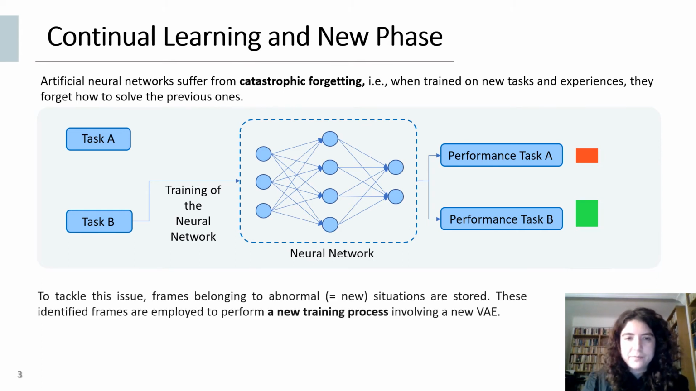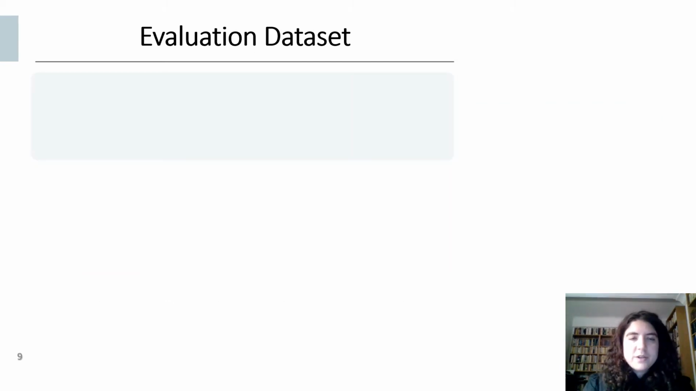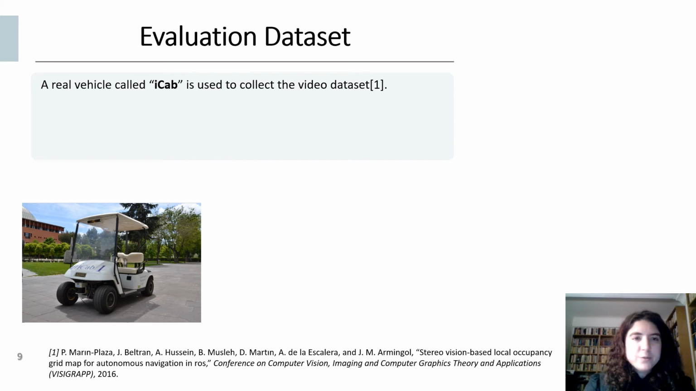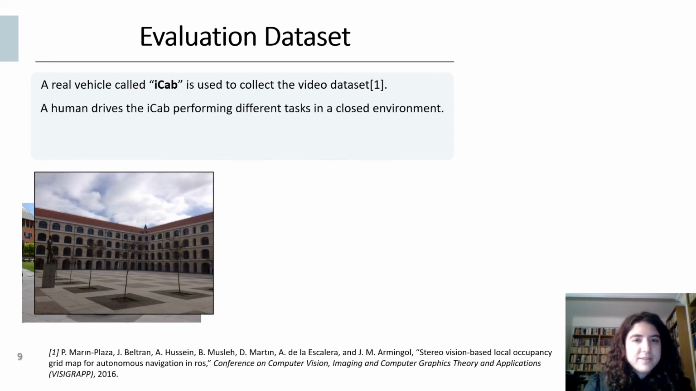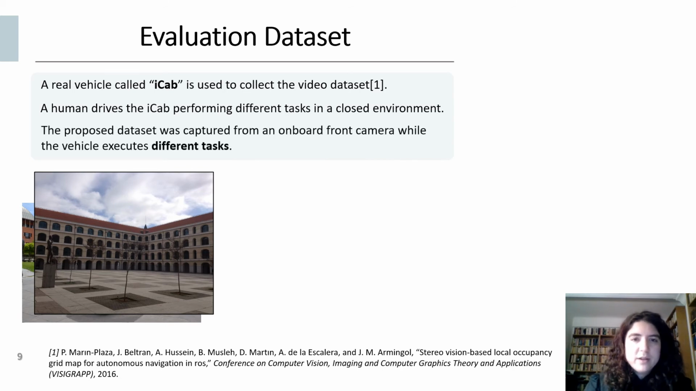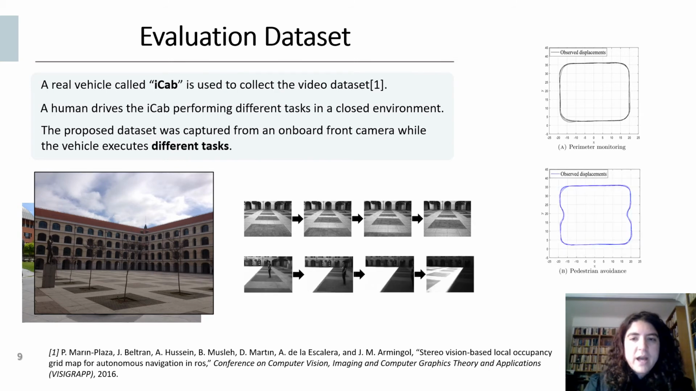Therefore, what we do is that we use the abnormal frames to train a new variational autoencoder, and this variational autoencoder can be used in parallel and then combined together in a single Markov jump particle filter during testing. To test our method, we used a dataset from a real vehicle called iCab. A human drives the iCab inside a closed environment, and different tasks are performed. Here we consider a perimeter monitoring task for training and a pedestrian avoidance task for testing.